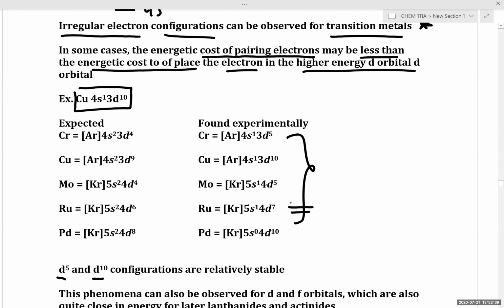But there are exceptions. I'm not expecting you to know all of the weird exceptions like for ruthenium. What I am expecting you to know is that if you're given a transition metal that can form an irregular configuration that is either d5 or d10, then you will be expected to write the irregular configuration. So copper, chromium, molybdenum, palladium, those are all fair game because they follow the d5 and d10 trend.